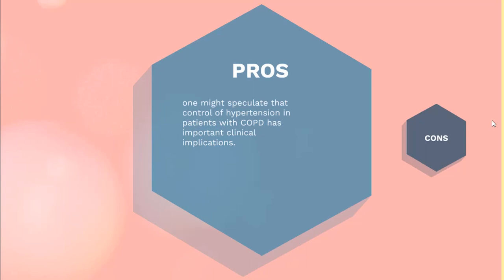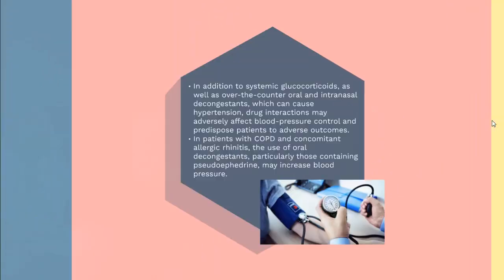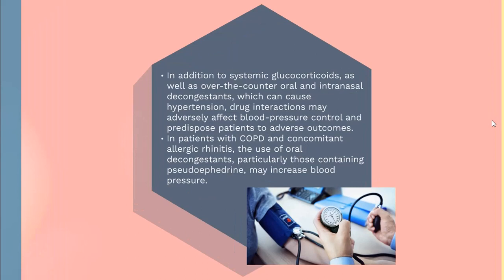Pros. One might speculate that control of hypertension in patients with COPD has important clinical implications. Cons. In addition to systemic glucocorticoids as well as over-the-counter oral and intranasal decongestants, which can cause hypertension, drug interactions may adversely affect blood pressure control and predispose patients to adverse outcomes.